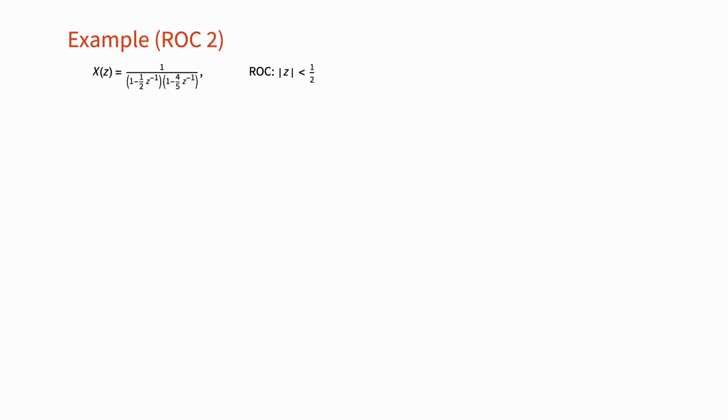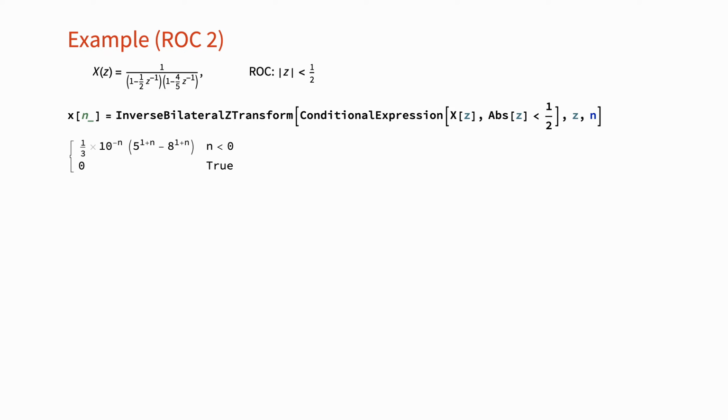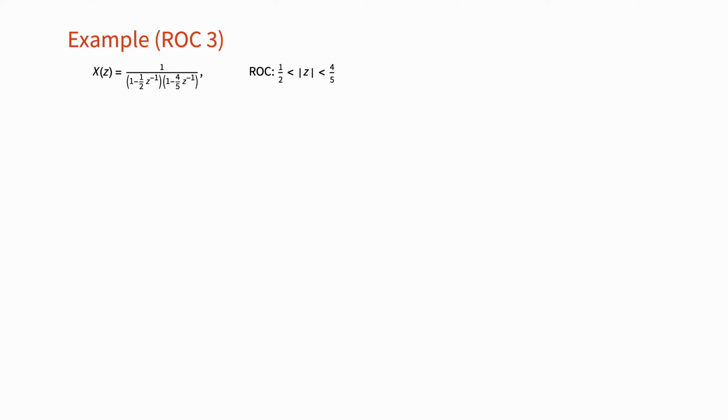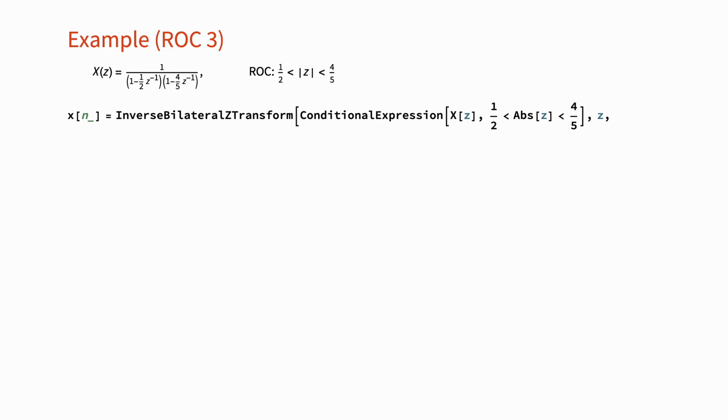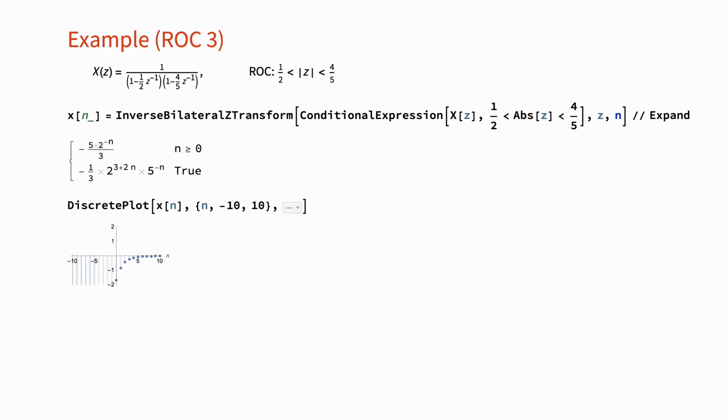For the second case, again, we find the inverse bilateral Z-transform using the specific ROC to find the sequence in the time domain. We also plot it and notice that we have an anti-causal or left-sided sequence in the time domain. For the third case, we again find the inverse Z-transform, and when we plot it, you can see that we have a two-sided sequence.